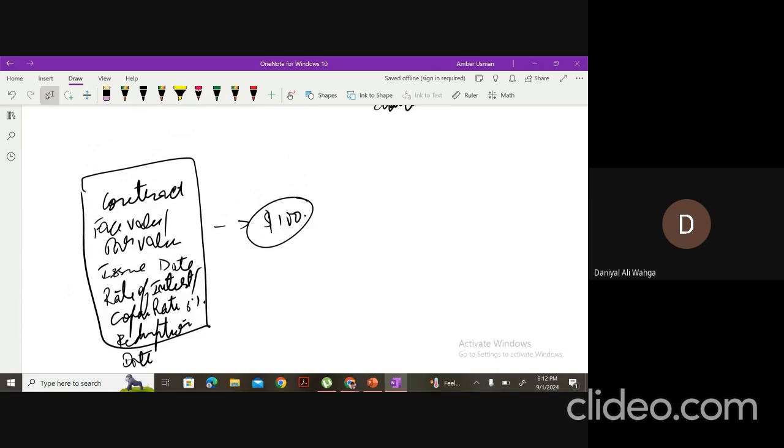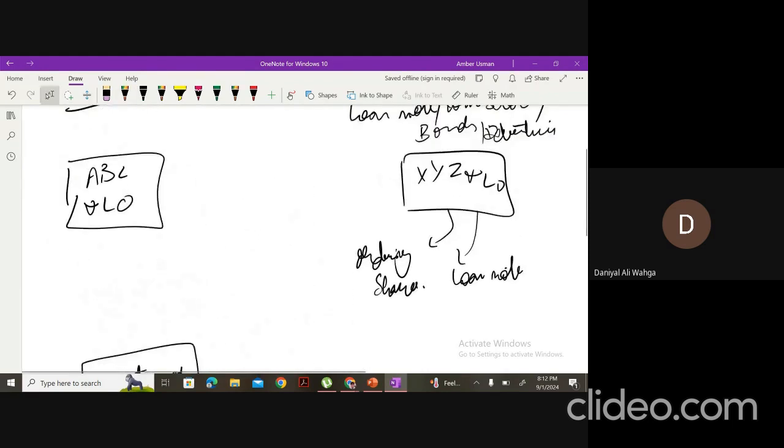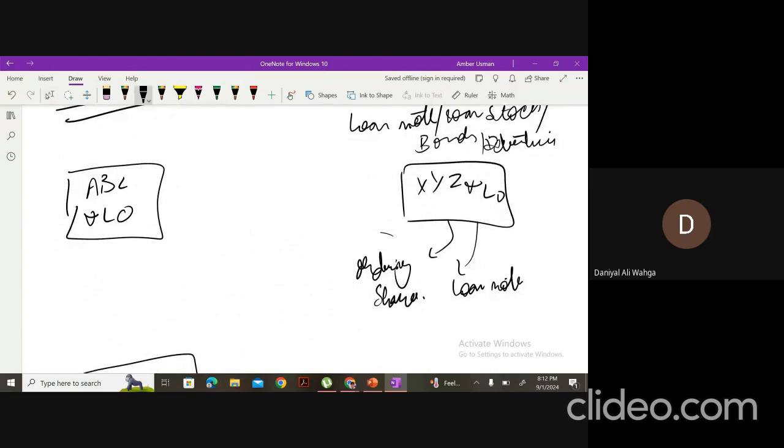Okay, what we have invested is $100 and what we're going to get back is $100. For example, the term of the loan was 5 years, so for each year the person will be getting $6, and after 5 years the $100 will be repaid. So what we are considering at the moment is that XYZ and Company has two types of instruments available in the market. One is ordinary shares, and the other is loan notes.